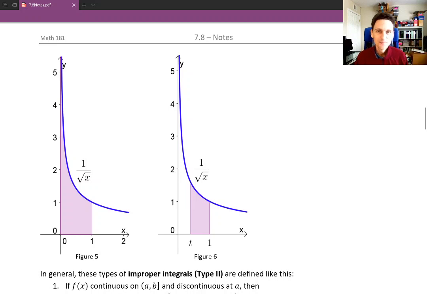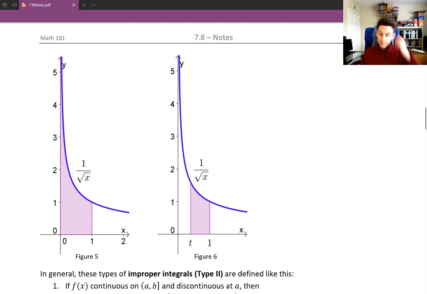Hello and welcome. In this video, we're going to look at another type of improper integral called the type 2 improper integral. Figure 5 shows an example. In Figure 5, we're looking at the integral from 0 to 1 of 1 over the square root of x. So in this case, our interval is from 0 to 1, but notice that at x equals 0, we've got this vertical asymptote for 1 over the square root of x.